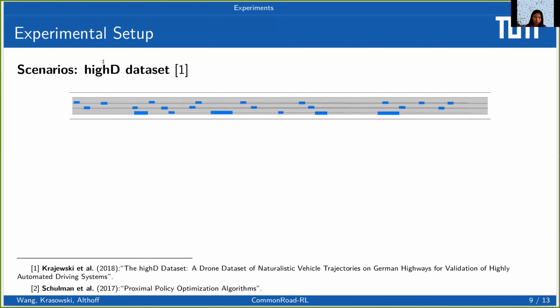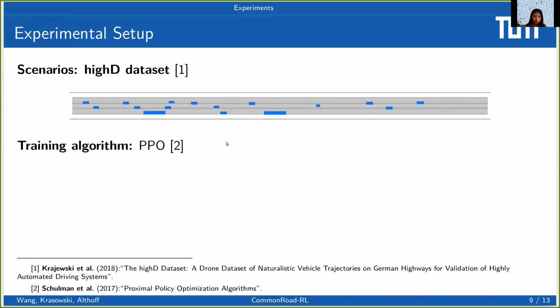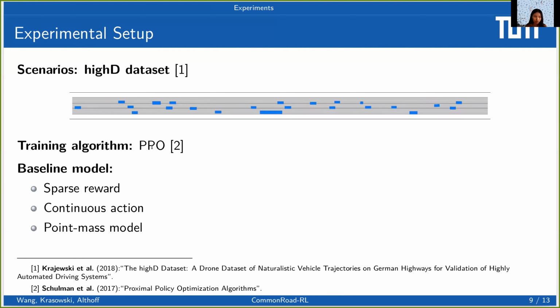Now we demonstrate our tool on the HighD dataset, which is recorded by a drone on the German highways. We train each model on around 3,000 HighD scenarios. All the models are trained using Proximal Policy Optimization, PPO, which is a state-of-the-art reinforcement learning algorithm. Our baseline model is trained using the sparse reward and the continuous action space for the point mass vehicle model.